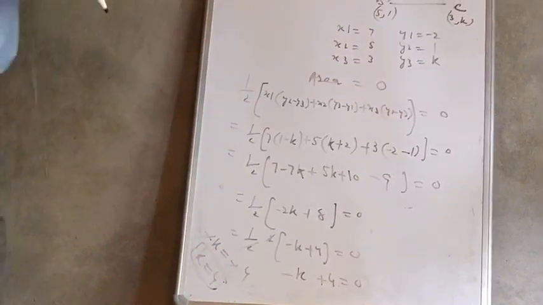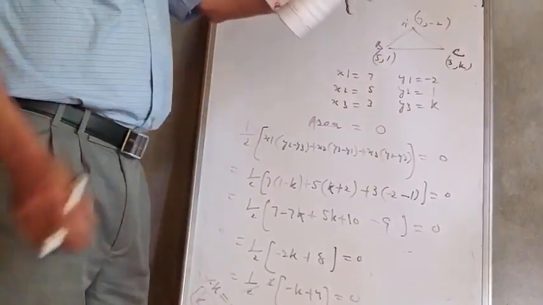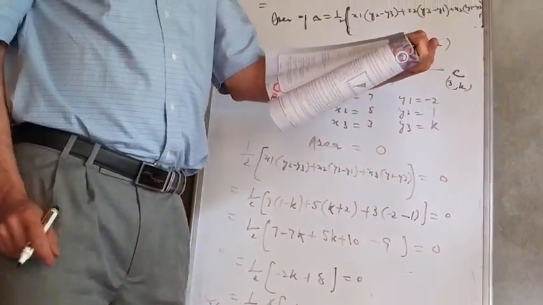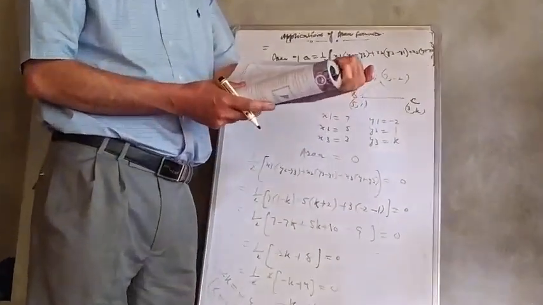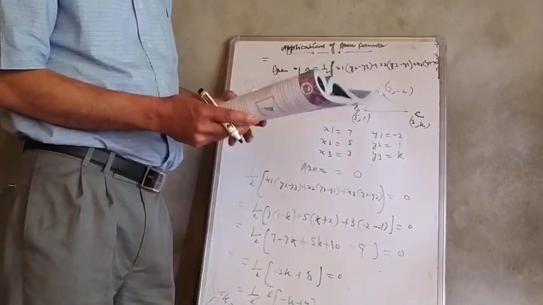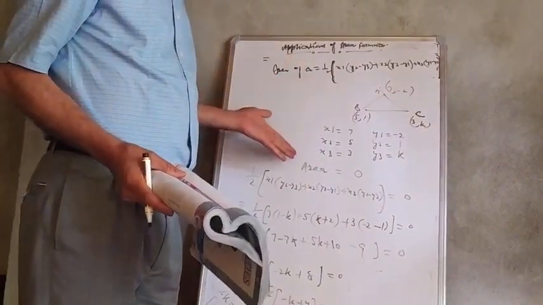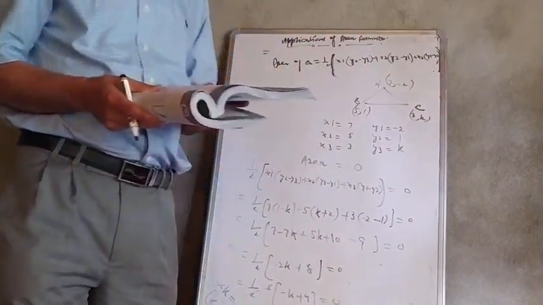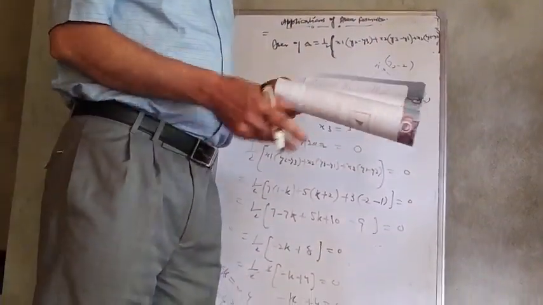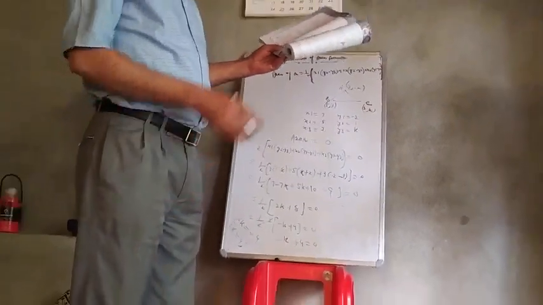So that is how you can find the value of k. And question number 2 has yet another part. You will try it at home. It's very simple. Again, you shall write area is equal to 0 because it is given that the points are collinear, so area is equal to 0. That's how it goes.